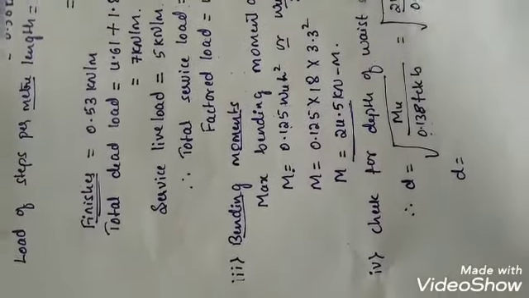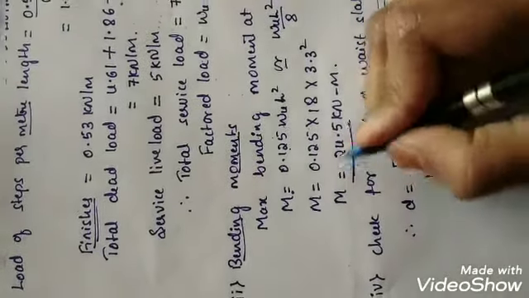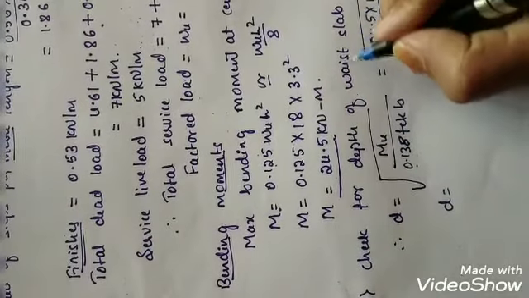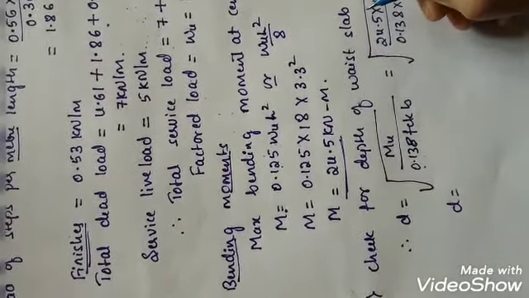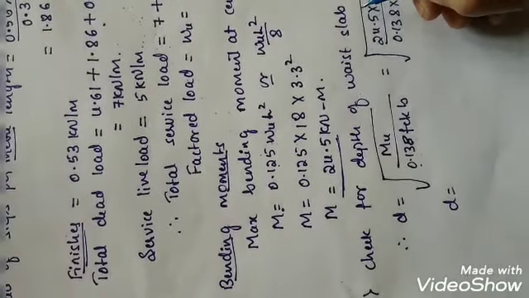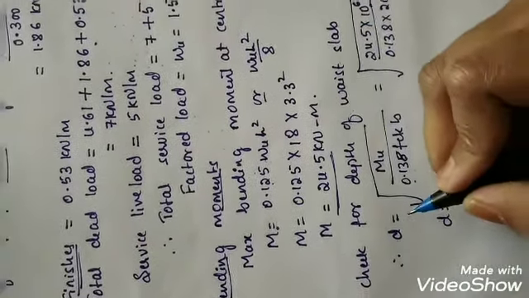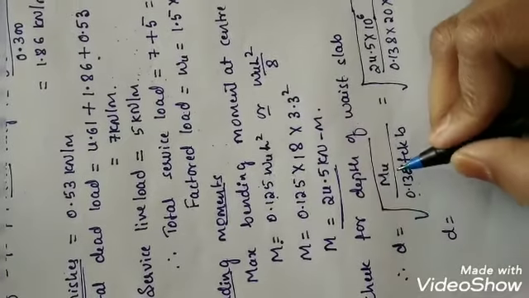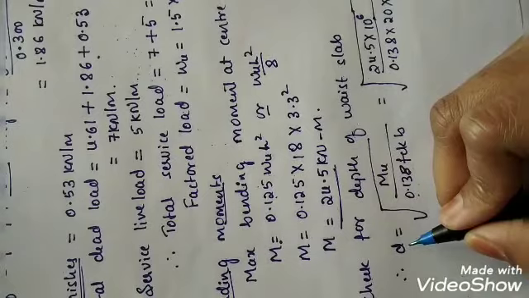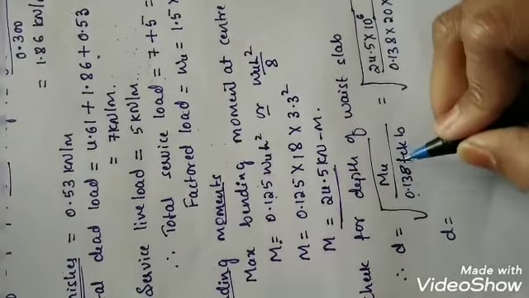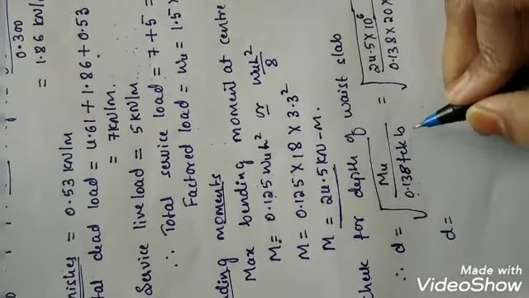So next I need to calculate the check for depth of waist slab. Already we have calculated the waist slab depth, that is 165 mm we have provided. I need to check that one, is it correct or not. So for that I have used the moment formula. I have taken d on the left hand side. d is equal to square root of Mu divided by 0.138 fck into b.